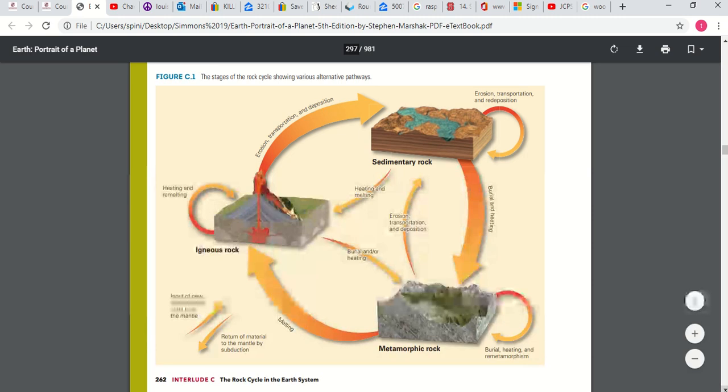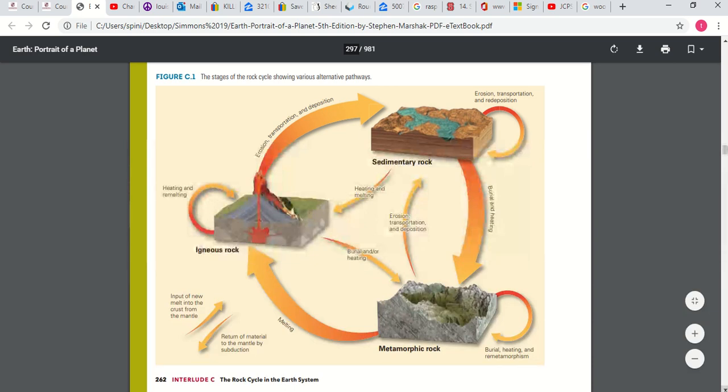So let's look at igneous rock. How does an igneous rock become a sedimentary rock? Well, sedimentary rocks are formed by particles, by sediments. So if an igneous rock were taken apart by erosion, transported and deposited somewhere else, it could technically become a sedimentary rock.